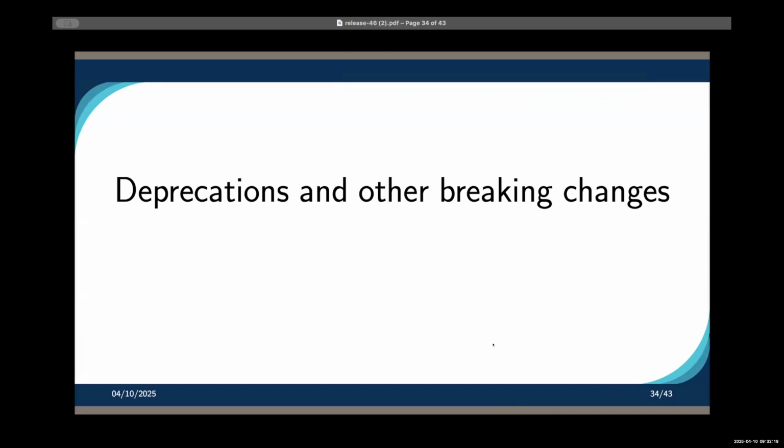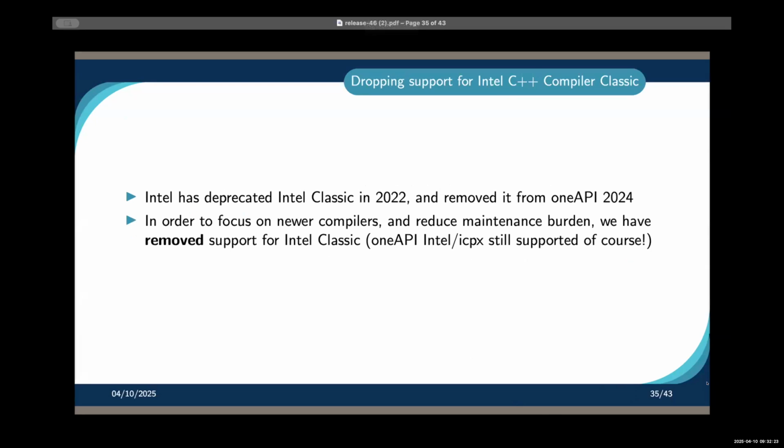So I'll talk a little bit about deprecations and other breaking changes. One of the biggest things is that we are removing support for Intel Classic. This is the old Intel compilers that have been deprecated for a while now and were removed from oneAPI last year. Of course, all of the newer Intel, Clang-based Intel compilers, we will still support.